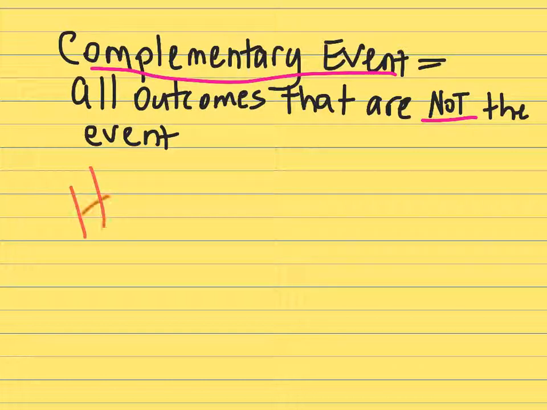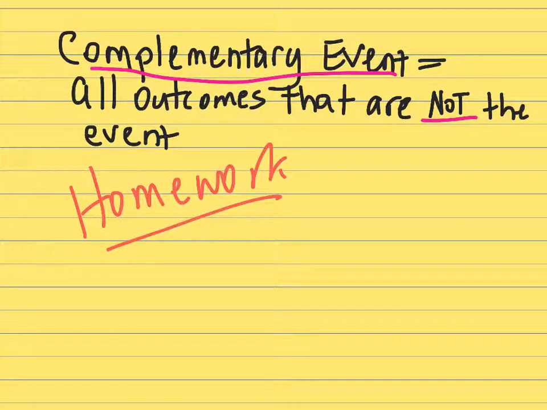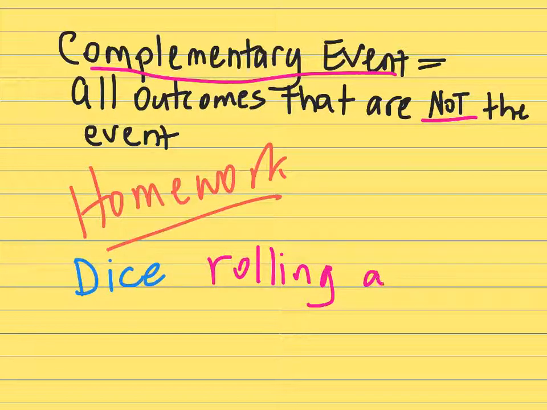So basically for homework now, I would like you to answer these ones. We have a dice, one dice, or die I should say. We know it has 6 sides. I want you to tell me, what is the complementary event of rolling a 4? Remember, I'm after all outcomes that are not in the event. So here we have a dice, we're going to roll a 4. What is the complementary event that goes with that 4?